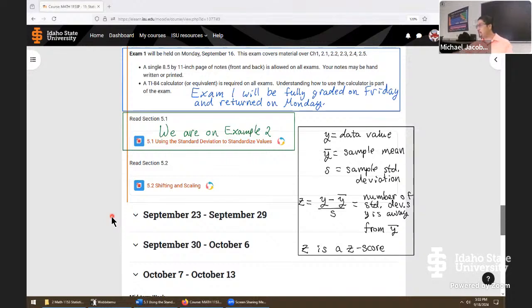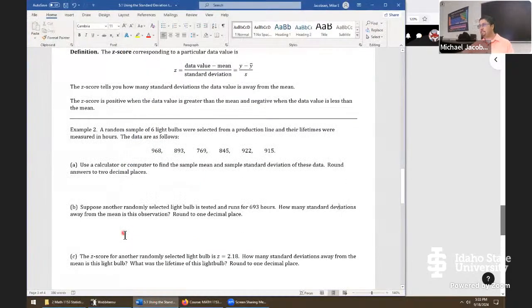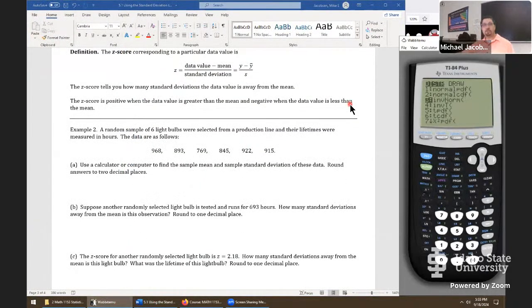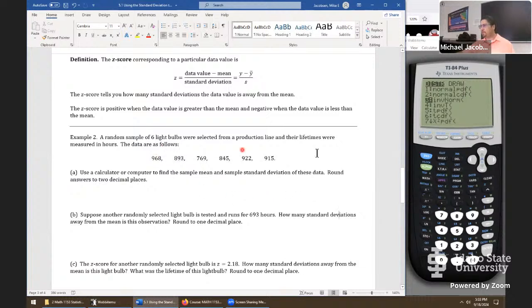Okay, well, let's see where we left off. In section 5.1, we left off right on example 2. Continuing from here, this is an extra practice, very similar to the example 1 we did, but more of a contained problem, not as much information.